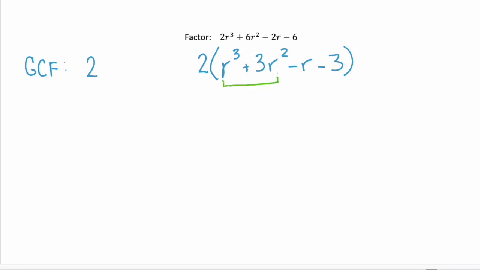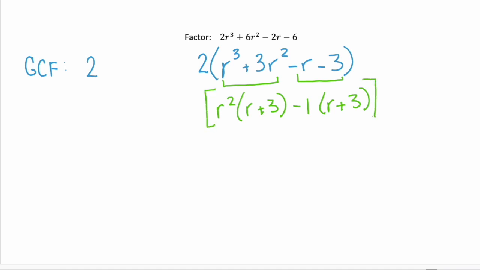So our first 2 terms have an r squared in common. So we factor out r squared and we have r plus 3. And then our last 2 terms, well, we want to have an r plus 3 factored out. And to do that, we have to factor out a -1. And then don't forget, bring down that GCF of 2.